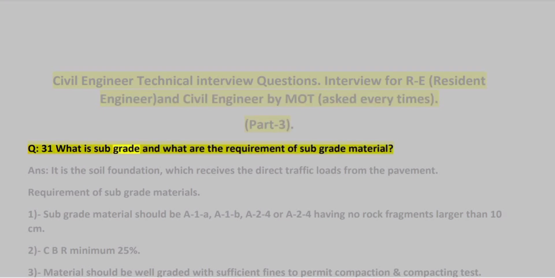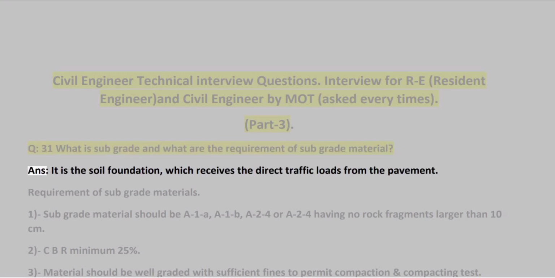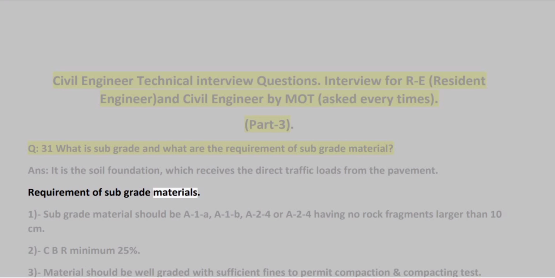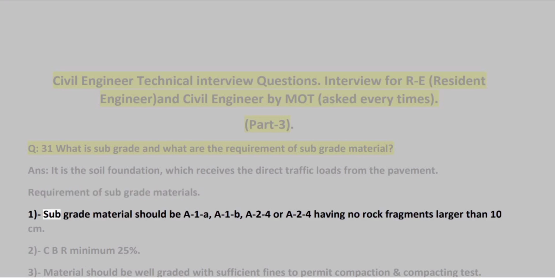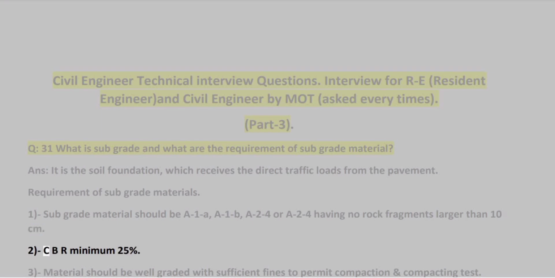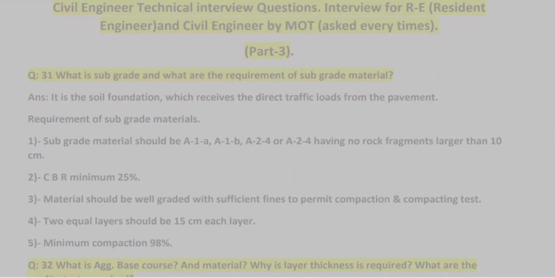Q31. What is subgrade and what are the requirements of subgrade material? ANS: It is the soil foundation, which receives the direct traffic loads from the pavement. Requirements of subgrade materials: 1. Subgrade material should be A1A, A1B, A2-4 or A2-4 having no rock fragments larger than 10 cm. 2. CBR minimum 25%.